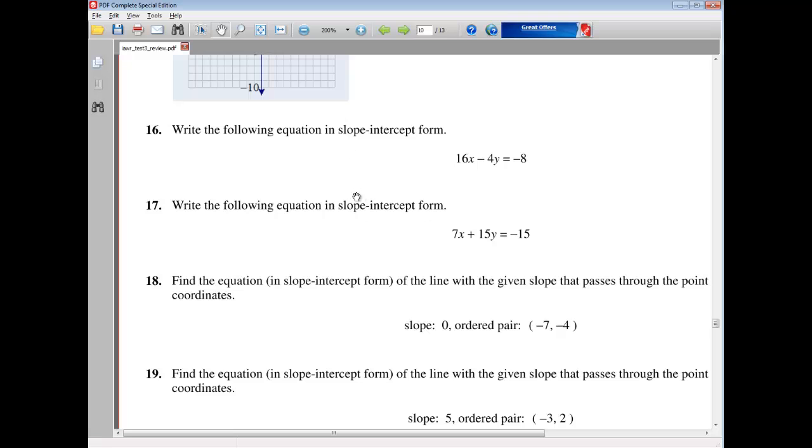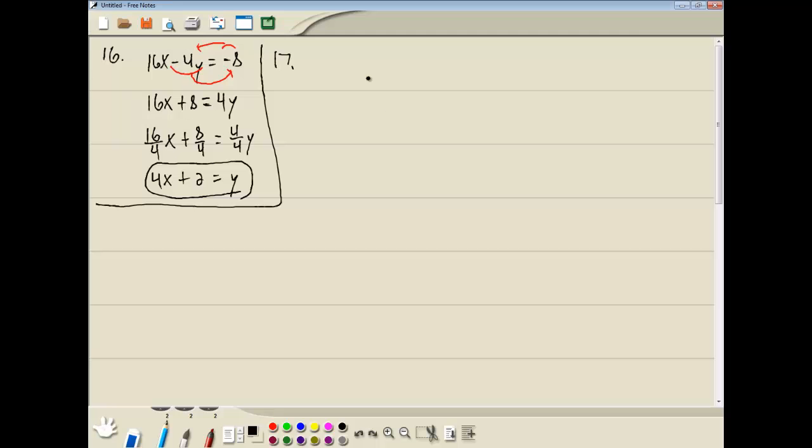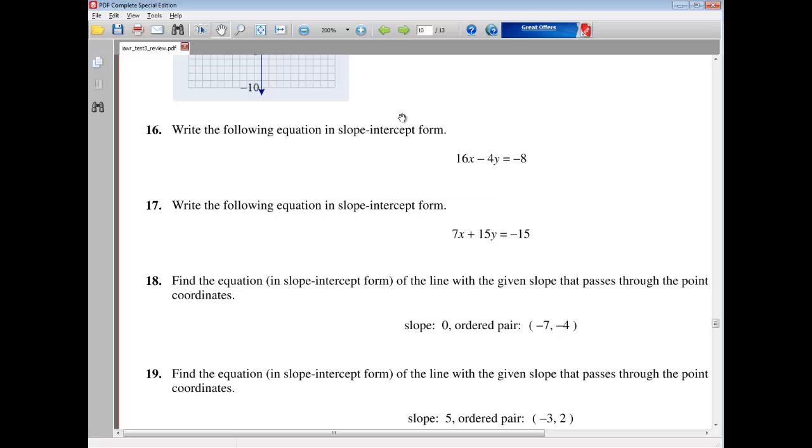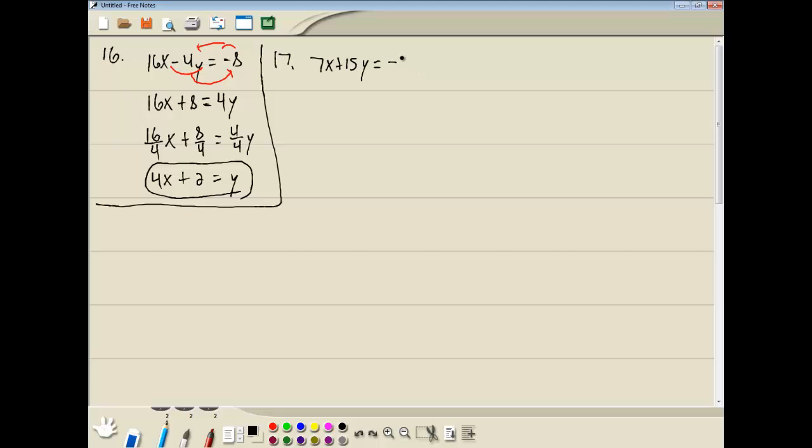Number 17. Write the following equation in slope-intercept form. So we got 7x plus 15y is equal to -15. And we want to get y by itself. So same instructions, same steps. First step is get rid of parentheses, don't have any. Second step is get rid of fractions, don't have any. Third step, get everything with the variable you're solving for on one side, everything else on the other side.